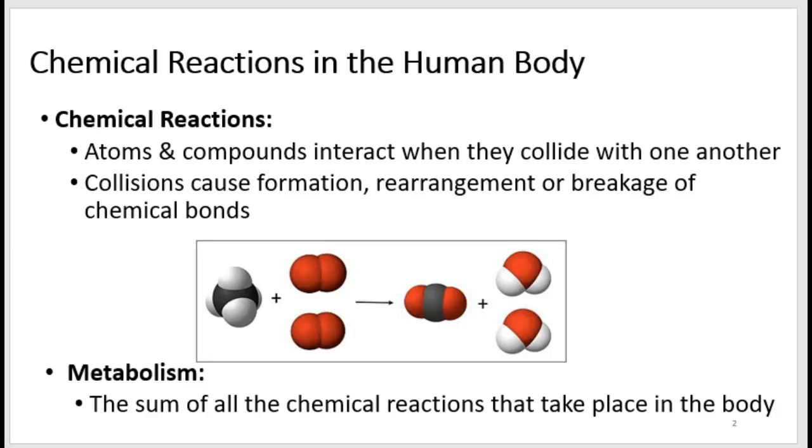Chemical reactions in the human body occur as atoms and compounds interact and collide with one another. The collisions cause formation, rearrangement, or the breakage of chemical bonds. Collectively, all of the chemical reactions that happen in your body are referred to as metabolism.